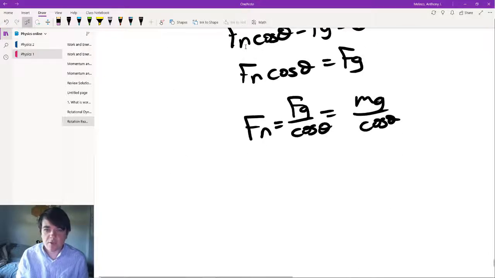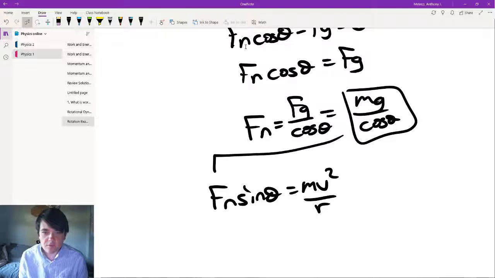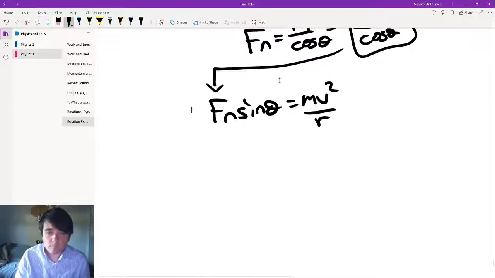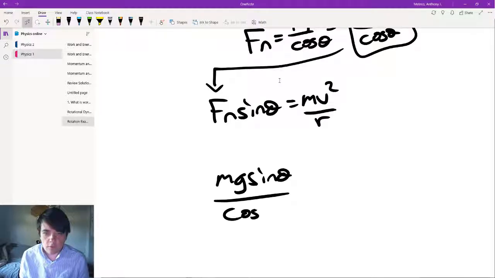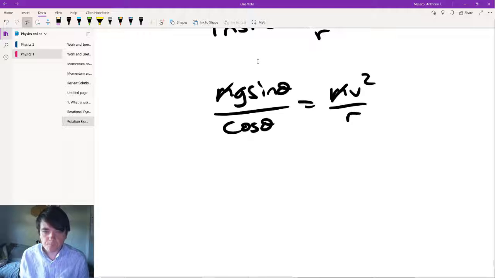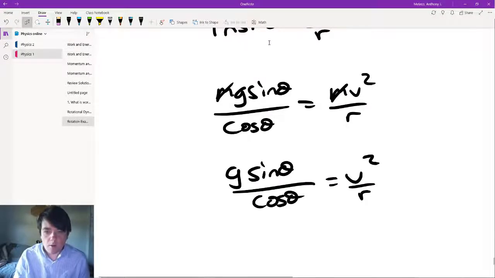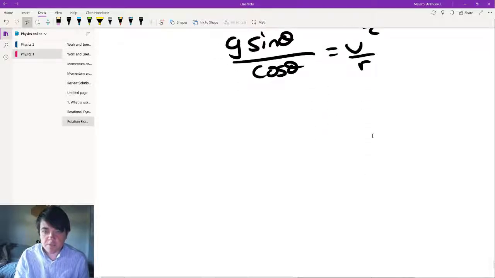Okay, so the other equation was Fn sine theta equals mv squared over r. We're going to take this guy and just plug it in there. So we have mg over cosine theta times sine theta equals mv squared over r. We can cancel m's. So we get g sine theta over cosine theta. So we're solving for theta, so we need to divide by g.